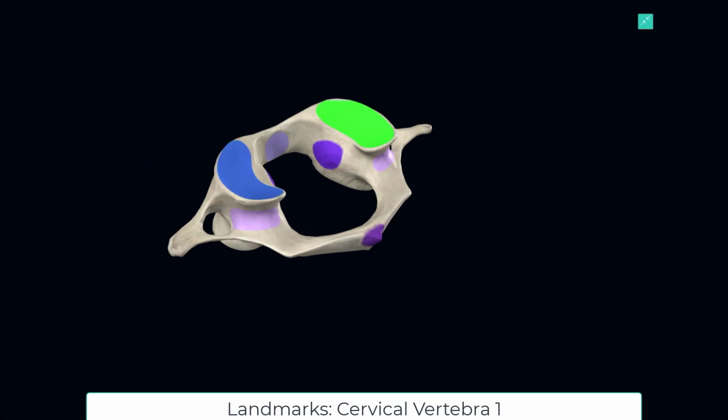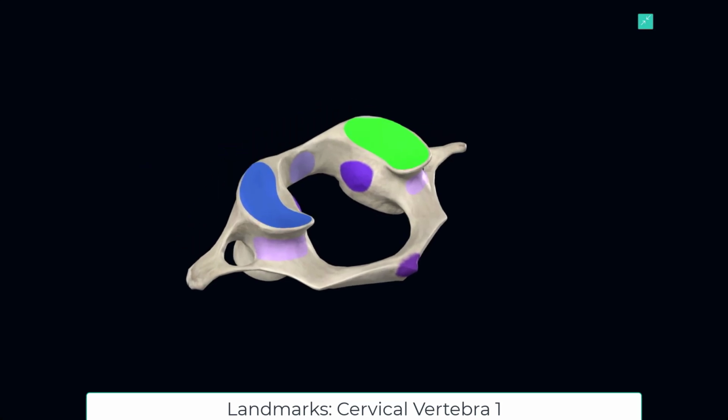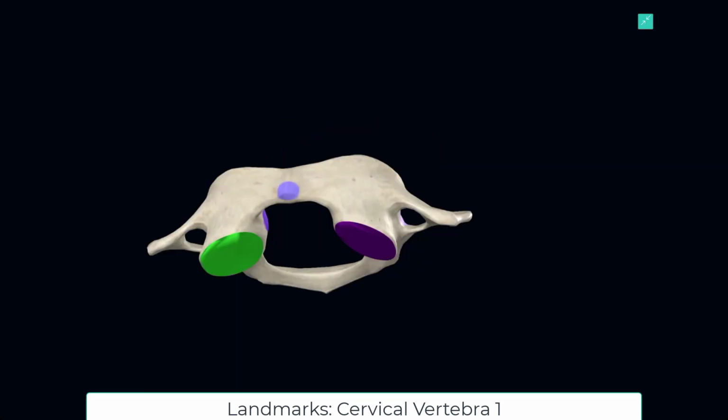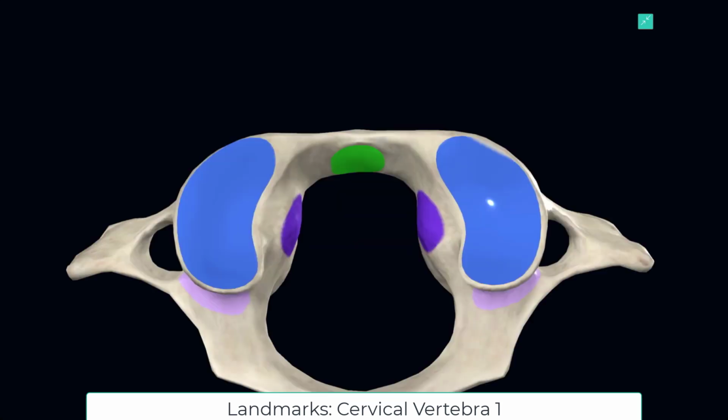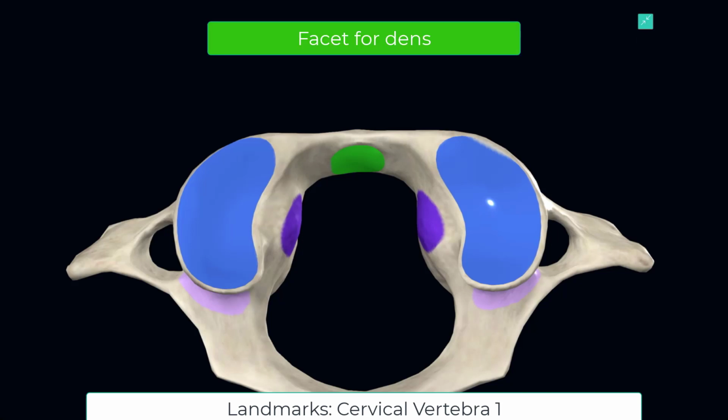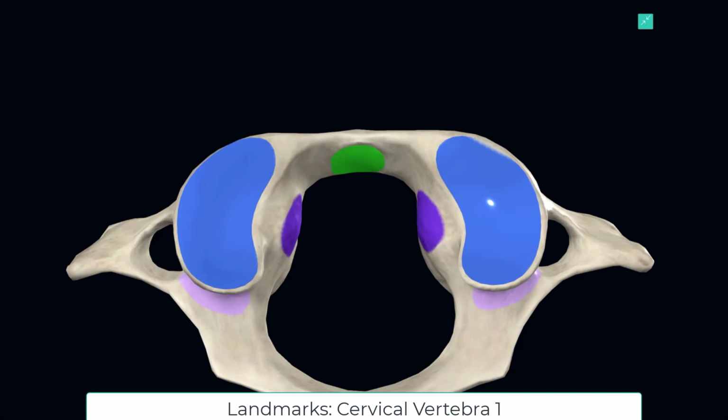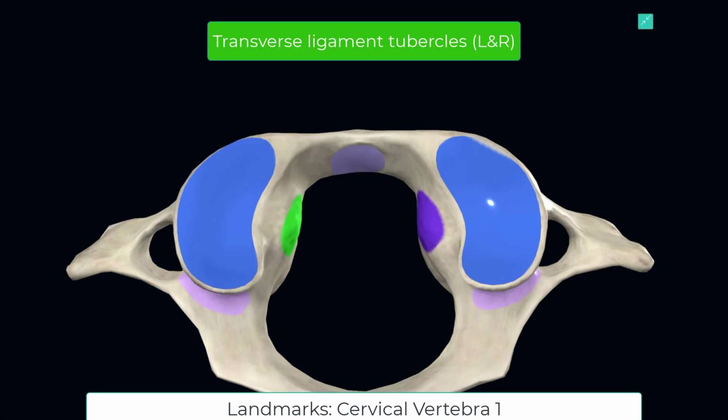The superior articular surfaces communicate with the occipital bone. I will show you that soon. And the inferior articular surfaces communicate with the superior articular facets of C2. On an anterior arch, we have a facet for dens. Facet means an articular surface, but it is small, so that's why we call it a facet and not a surface. And here on these tubercles, these tiny protrusions, we call these landmarks the transverse ligament tubercle. And I will show you why we call them transverse ligament tubercles.